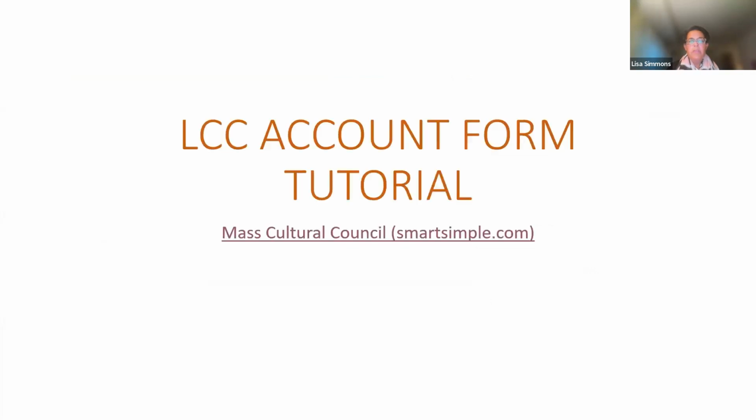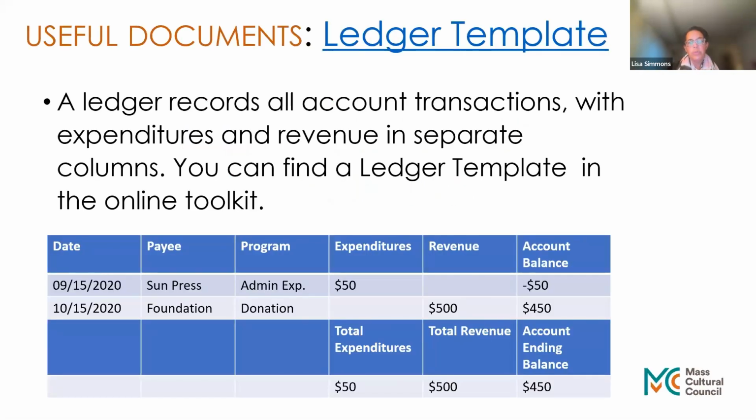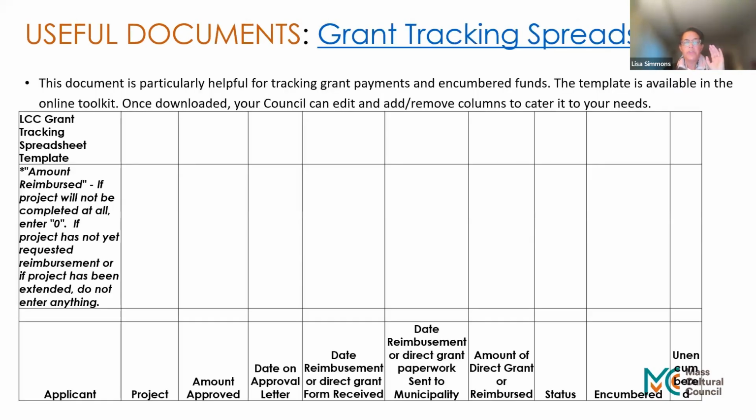Okay. So that's sort of the tutorial on doing the LCC account form. I also want to bring your attention to a ledger template that is on the website. If you want to keep track of the granting that you're doing for FY24, it's a great tool, and you can find it in the online toolkit. There's also a grant tracking spreadsheet in the toolkit. Basically, your applicant, the project, the amount that was approved, whoever is the treasurer who is keeping track of the grants over the course of the year.